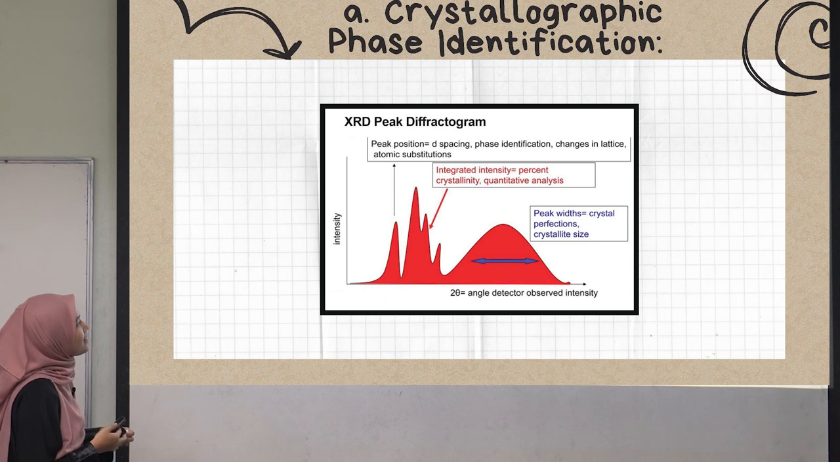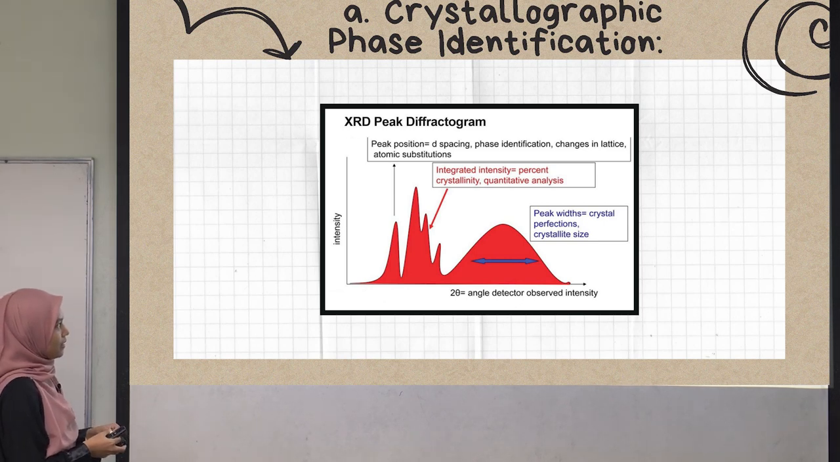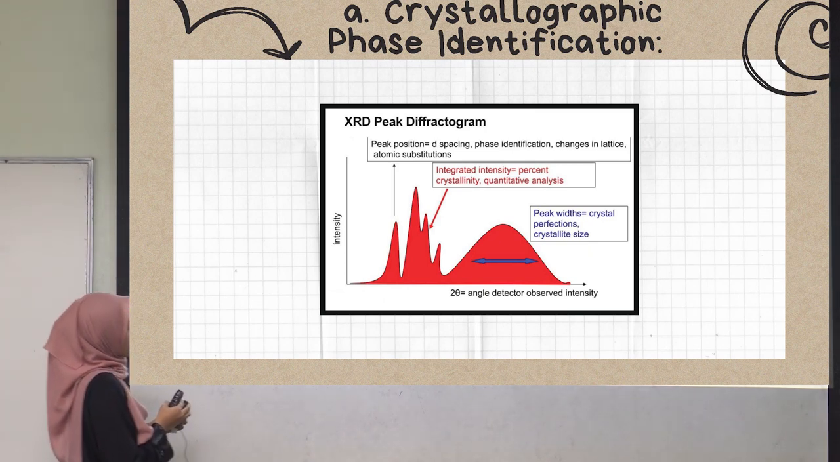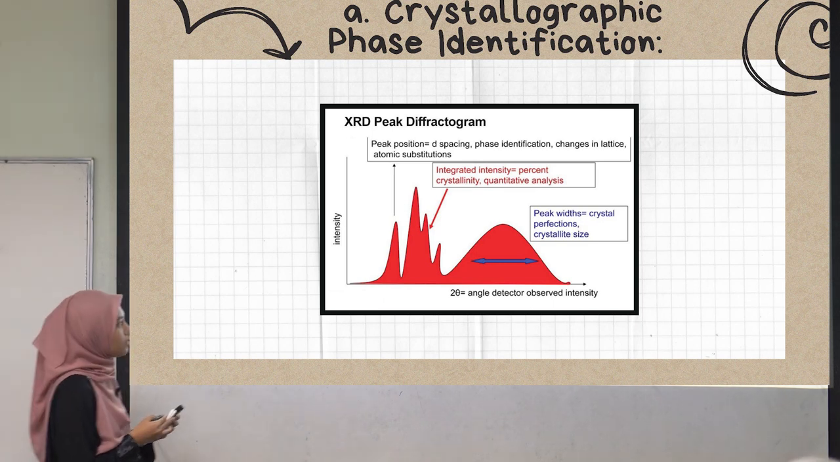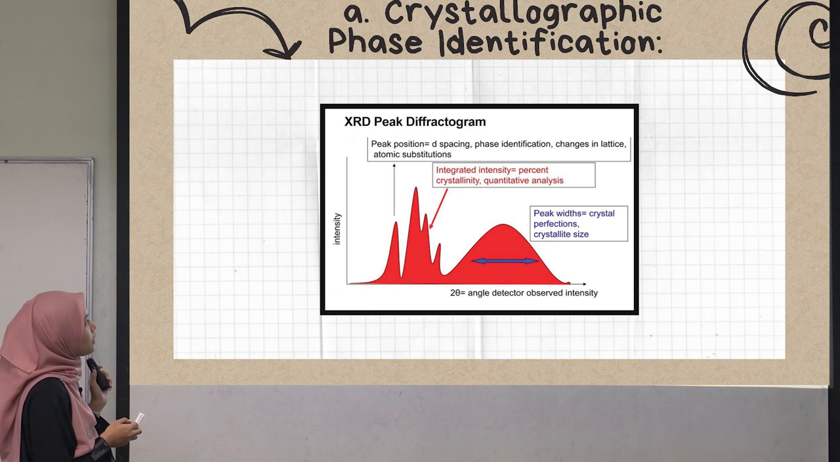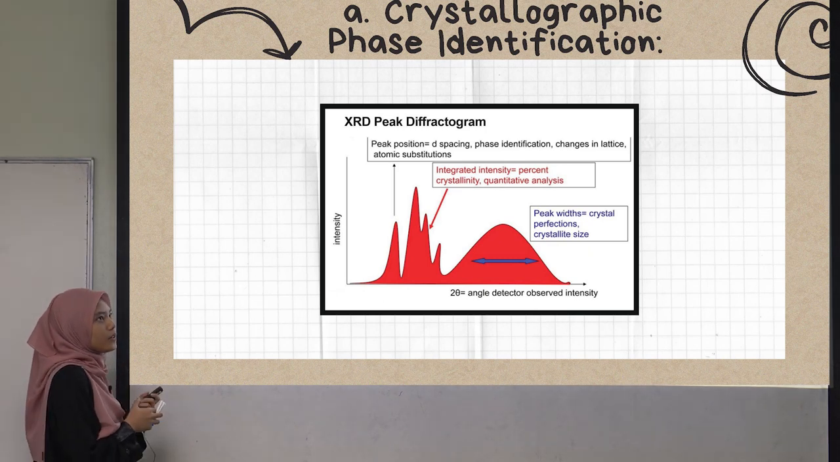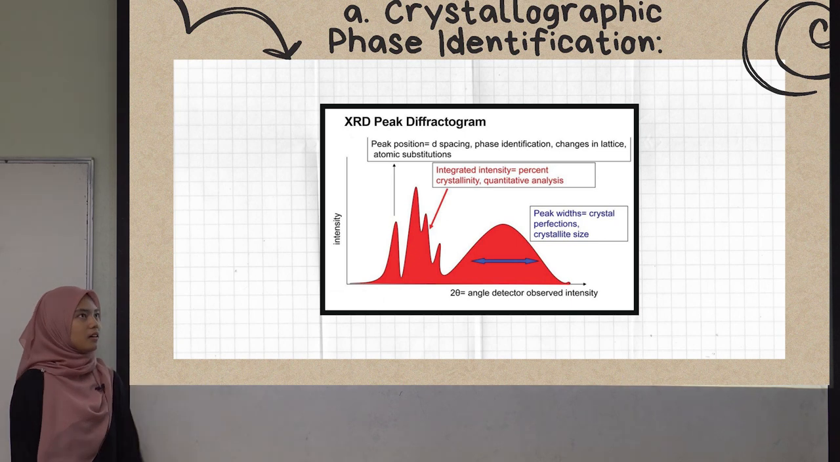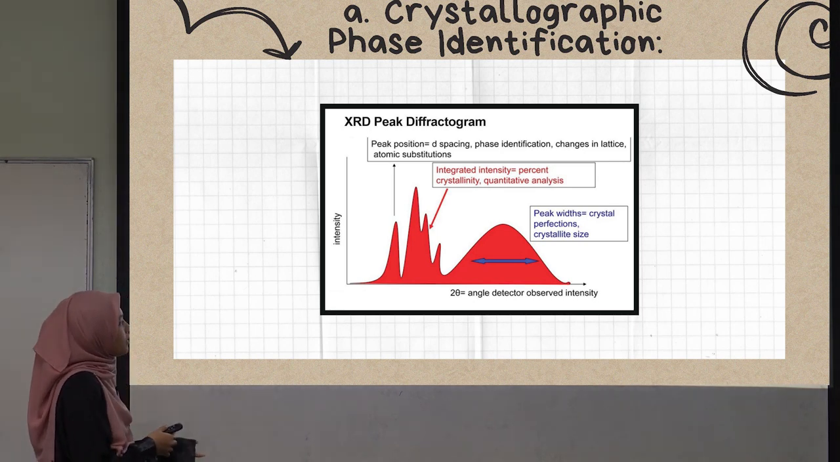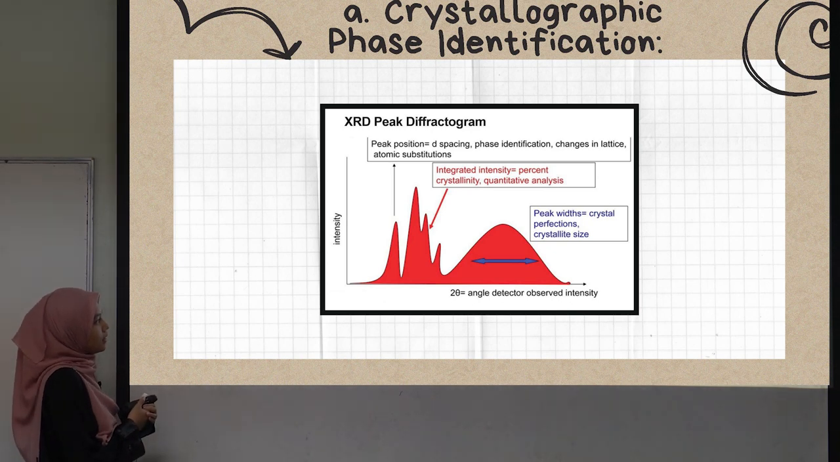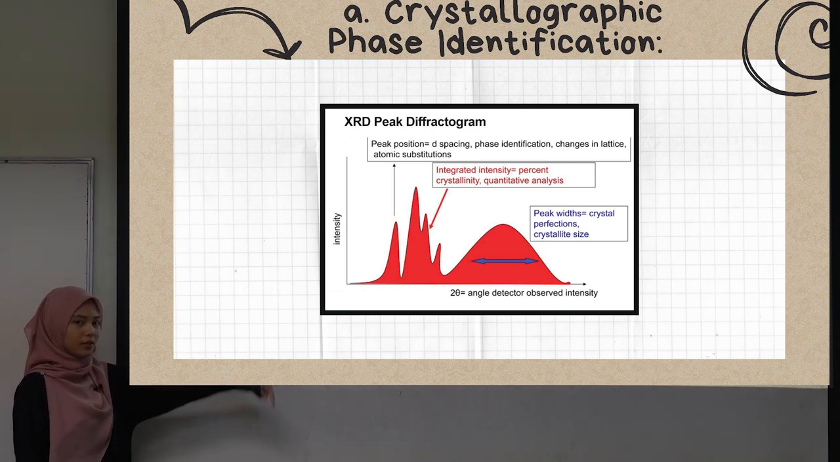XRD can determine crystal structure and different phases in nanocomposite. As usual, with increasing plane indices, or higher angle in the pattern, the intensity of the peak will go down or decrease.